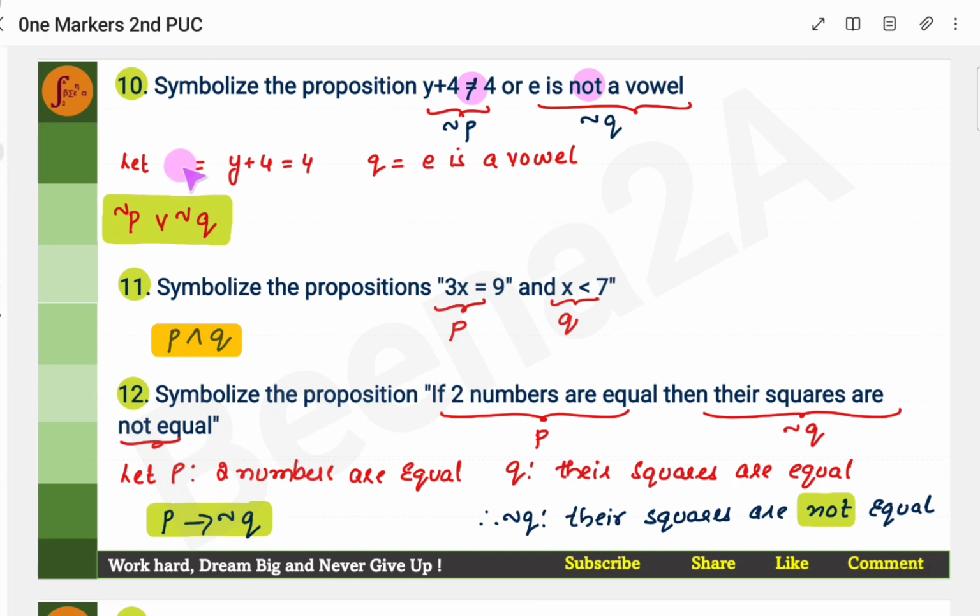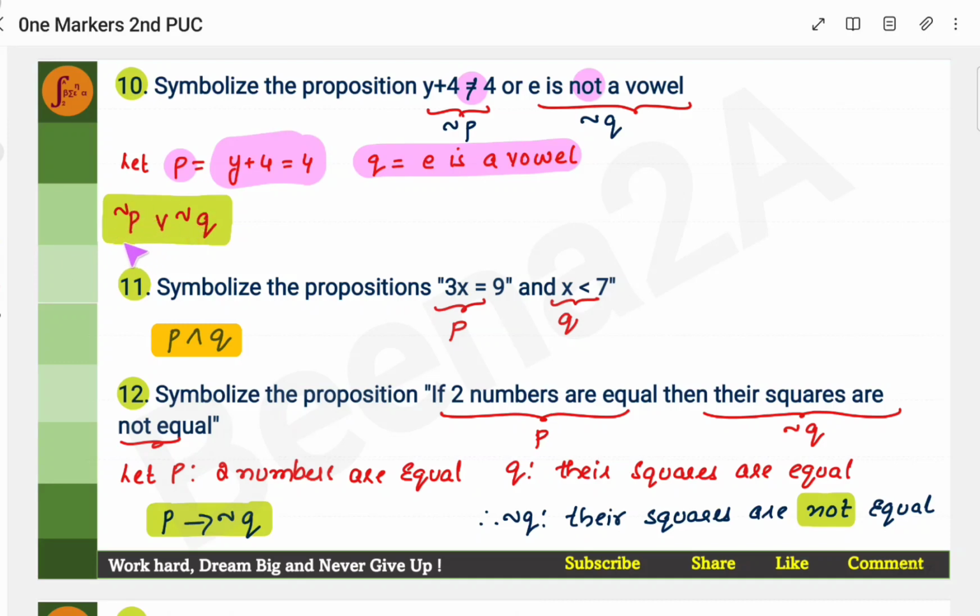So I will say let P be y plus 4 equal to 4. This is my first proposition. Second proposition is E is a vowel. Don't put not. In both cases, you should not put not. Instead of not equal to 4, you have to put equal to 4. Instead of not a vowel, you have to put E is a vowel. The not should not be put.